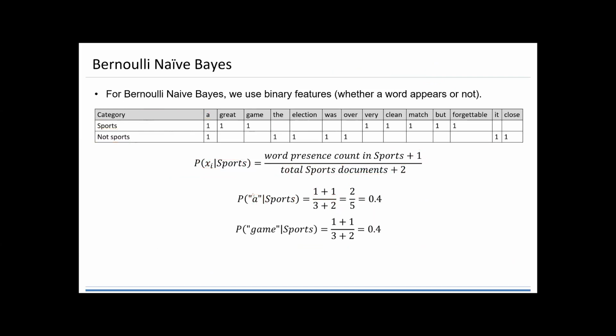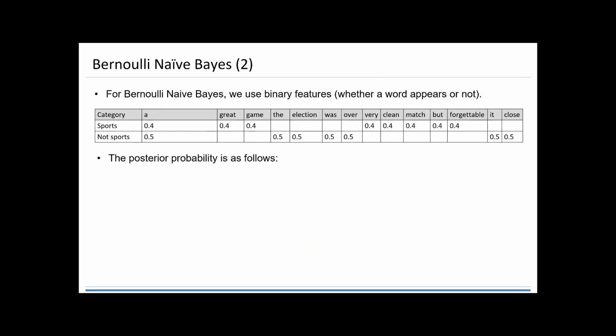What about game and sports? You know that game, there is 1 plus 1 divided by 3 plus 2, so 0.4. What about A and not sports? A is available in not sports, and there are 2 documents of not sports, so 2 plus 2, then the probability is 0.5. So this is the probability with the 1.